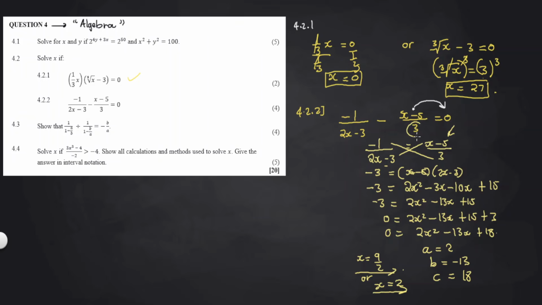Or you can get the LCD. After finding LCD, you multiply here, you multiply here, you multiply here. Then you simplify. You should get to the same solution, right? We should be getting to the same solution. Now, 4.3, it's on our fractions, right? It's our fractions. Look at 4.3.